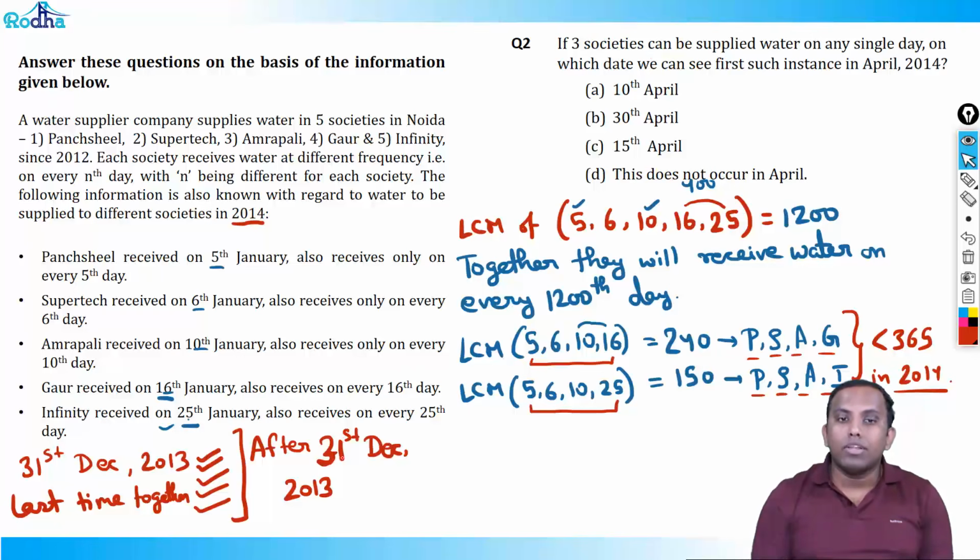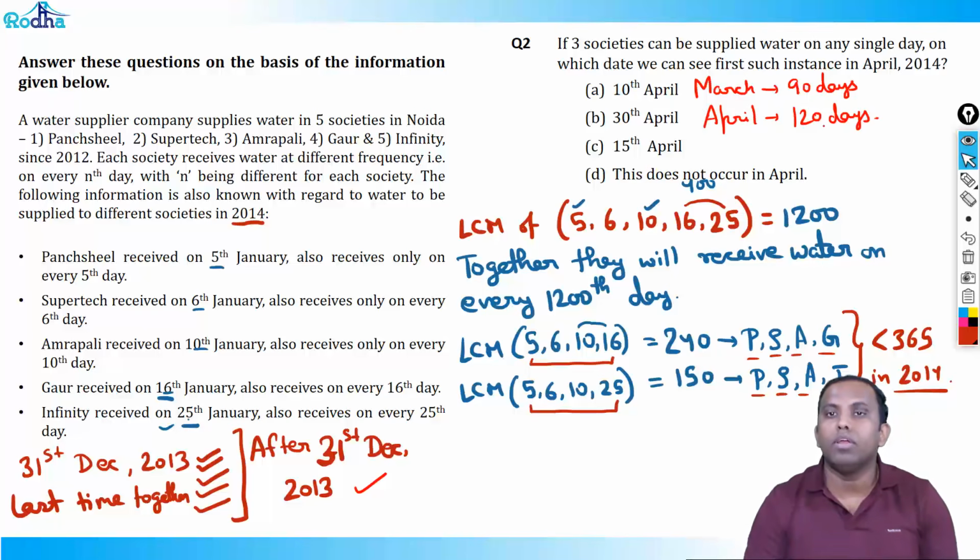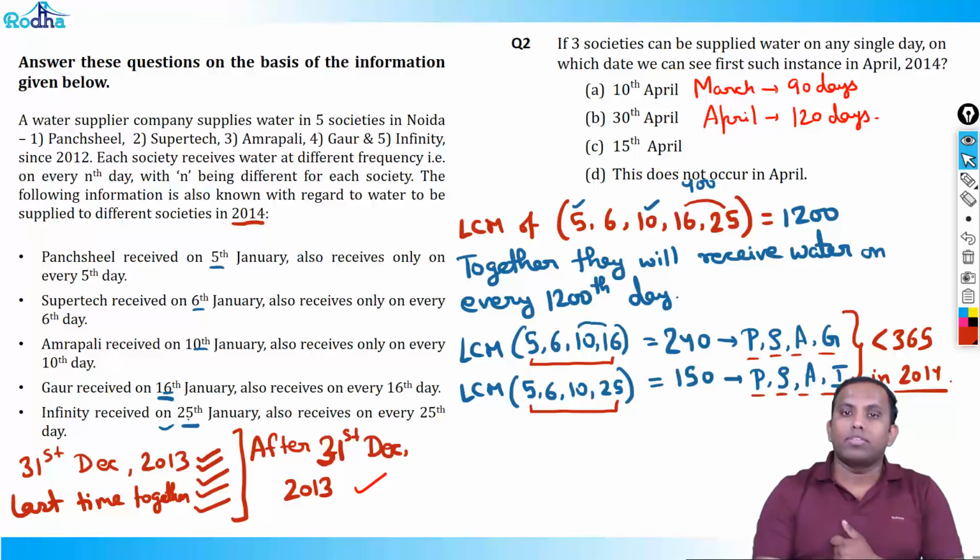So after 31st December 2013, March will be finished in around 90 days, correct? And April will be finished in around 120 days, right? So I need to search for a number which lies between 90 and 120, okay? So we'll search for the LCM of any such 3 numbers, right?